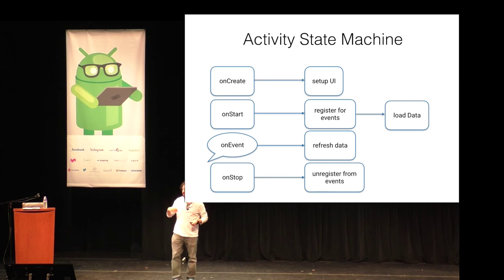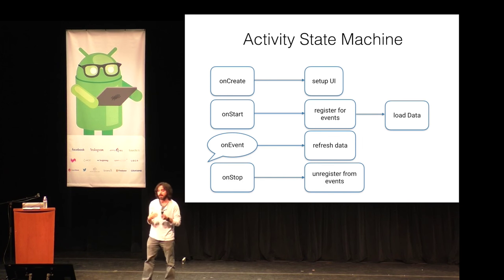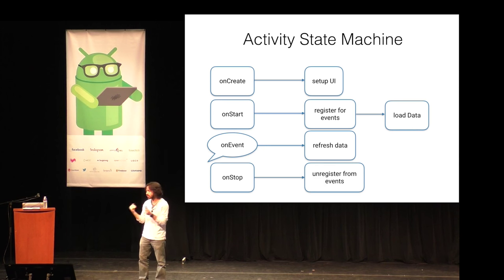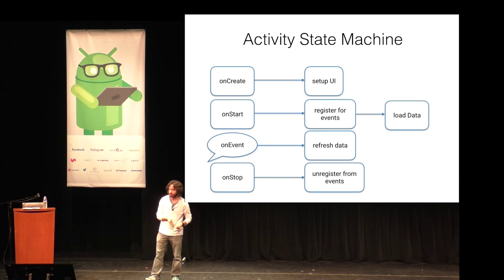So the key thing here is, when you start, you always load the data from disk. And then you receive the events, which can be incremental updates. When you stop, you unregister. So if something happened when your activity is in the background, you don't care about it, because every time you come from the background, you fully refresh.